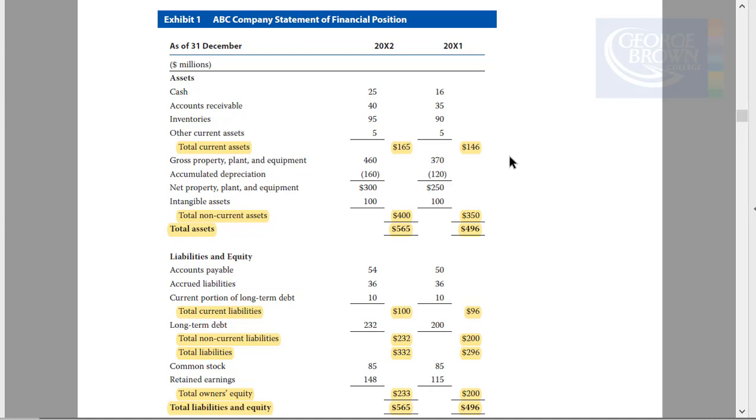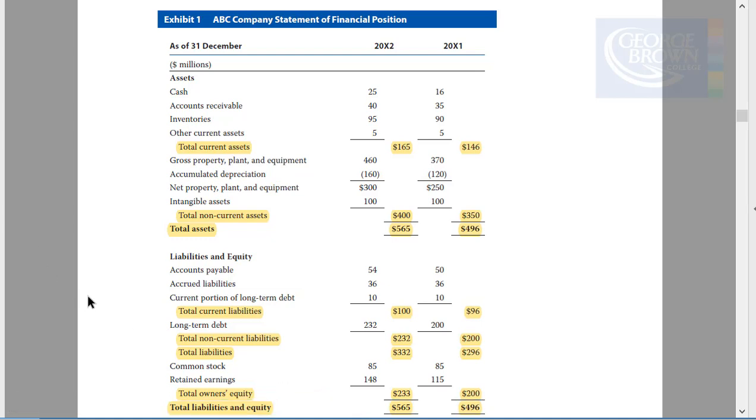So we can see 20X2, current assets 165 plus non-current assets 400, total assets 565, and the total assets equals liabilities plus equity of 565 in 20X2, okay?